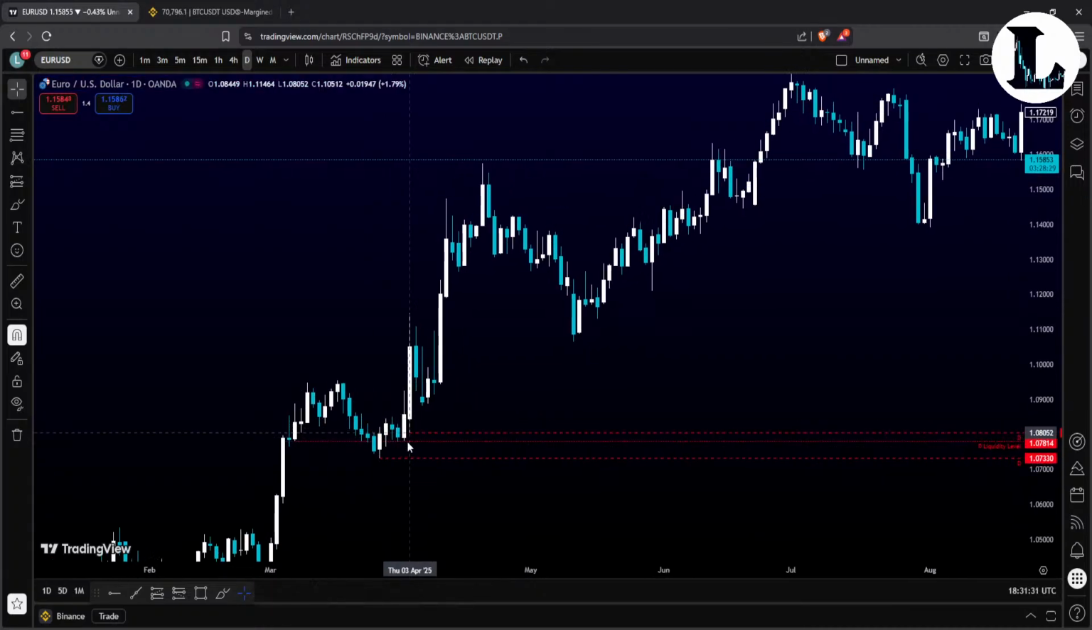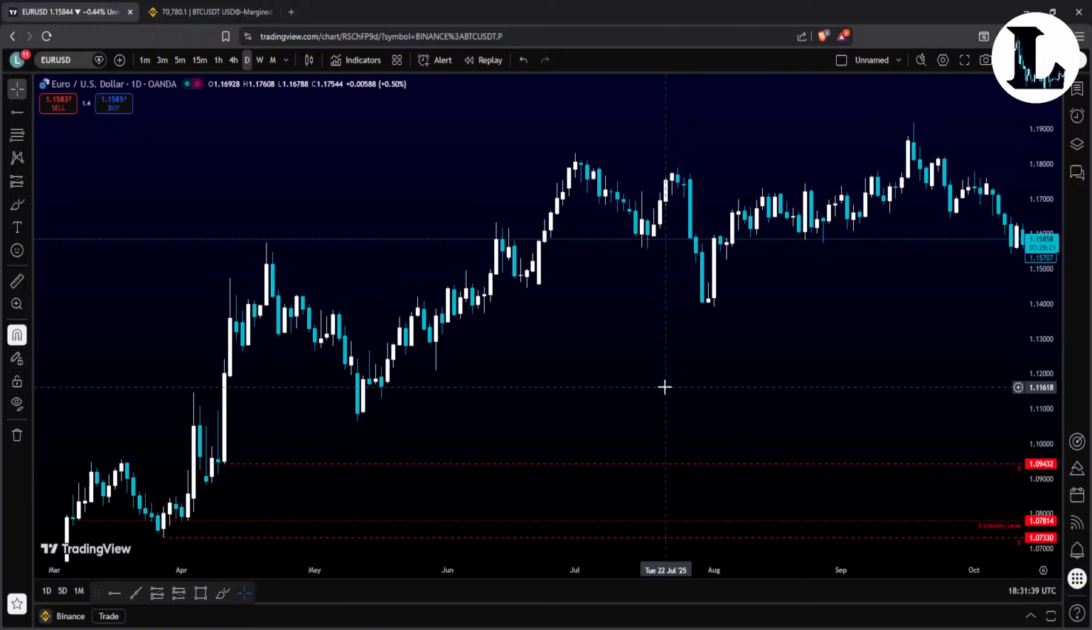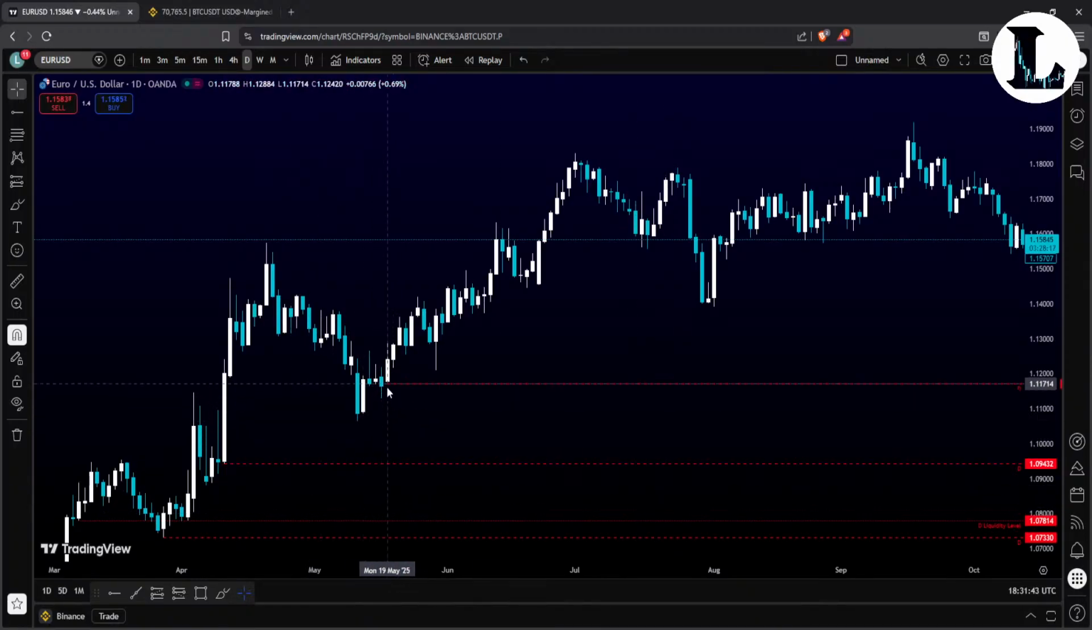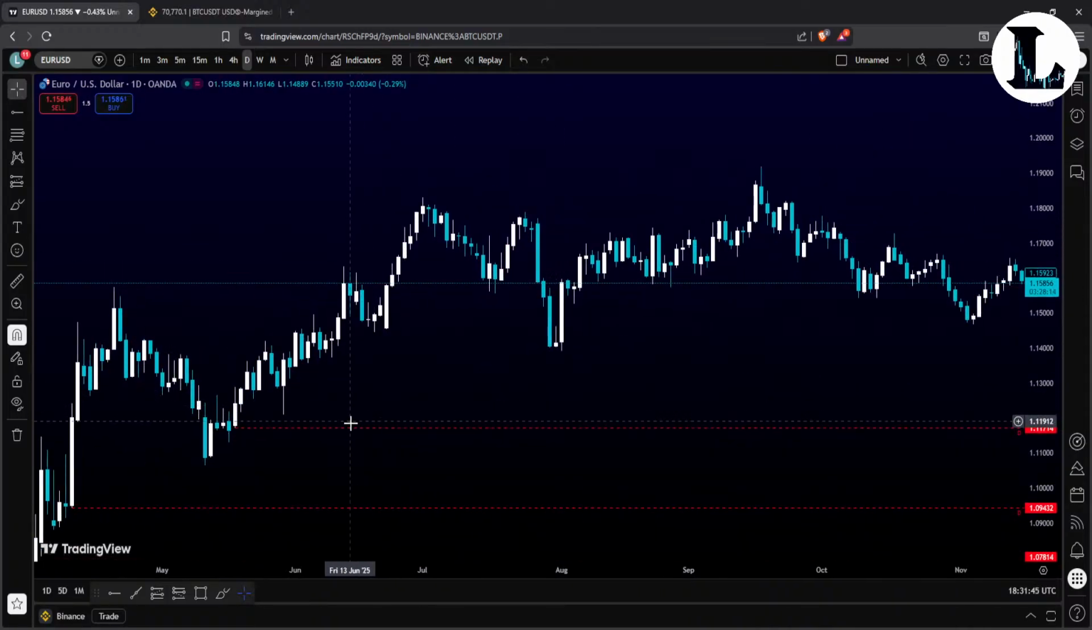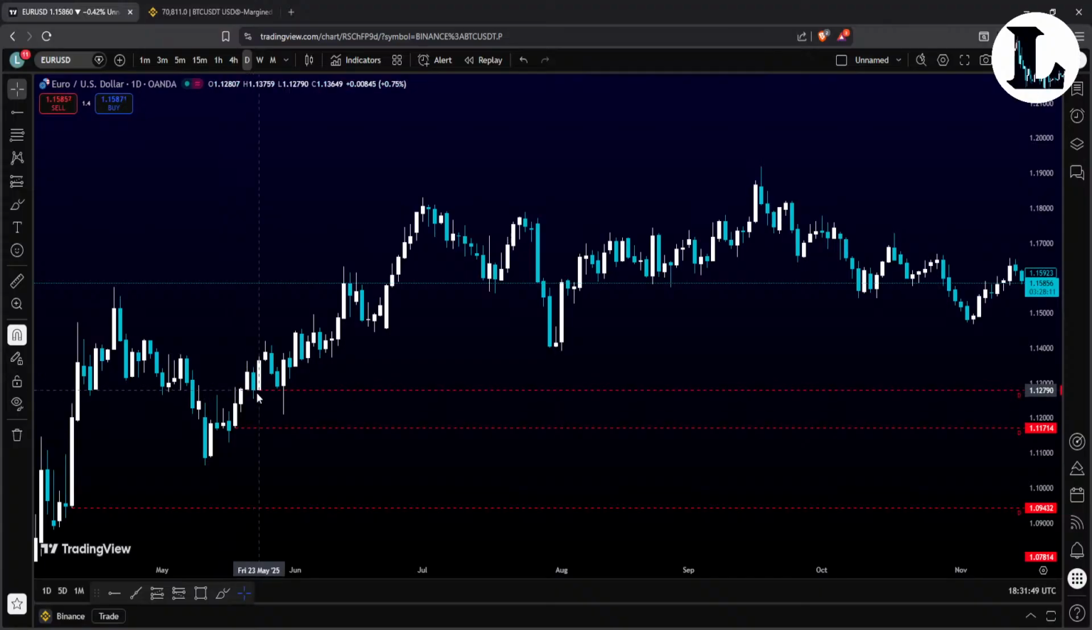Okay, the next break level is this one here. I'm not going to mark it, it's going to overlap that. So the next one is here. Break level, bull candle followed by two whites, right? We have the next one here. And the next one here.